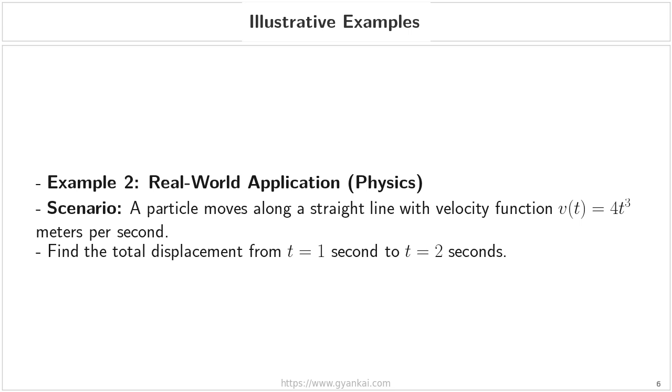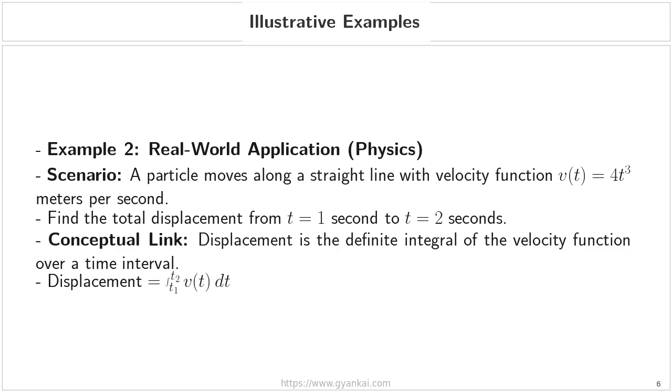Our task is to find the total displacement of this particle between time t equals 1 second and time t equals 2 seconds. Now let's make the conceptual link. Remember from your physics classes, displacement, that is, the change in position, is represented by the definite integral of the velocity function over a given time interval. Mathematically, we write this as displacement equals the integral from t1 to t2 of v of t dt. This is a crucial connection between calculus and physics.